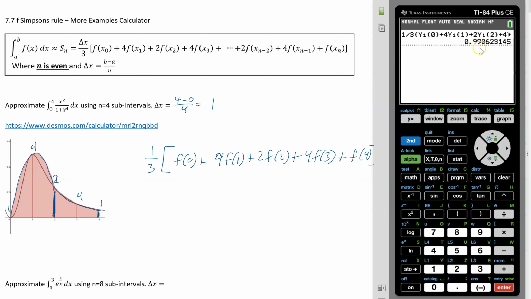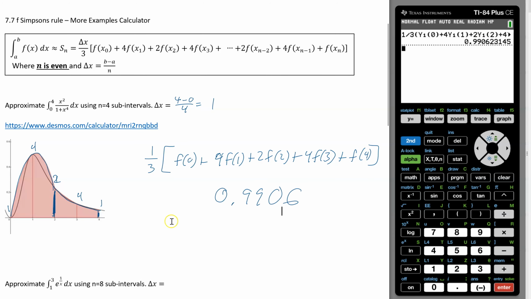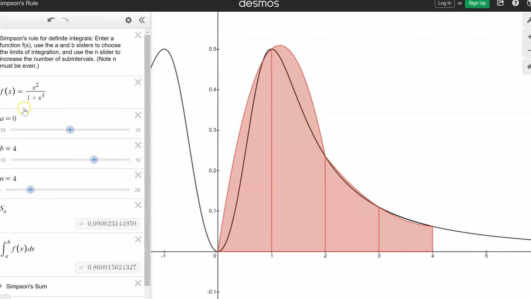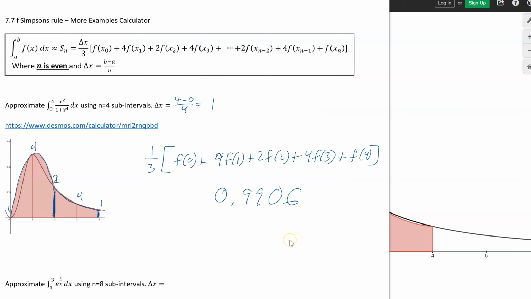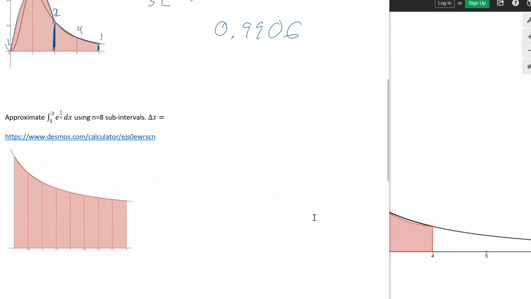Then we hit enter and we get 0.9906. We check our Desmos with the proper settings, and again, 0.9906. So the area in red is 0.9906, and we can easily see that's an overestimate, so we would have a negative error here. And that's it. All right, now let's try another one.